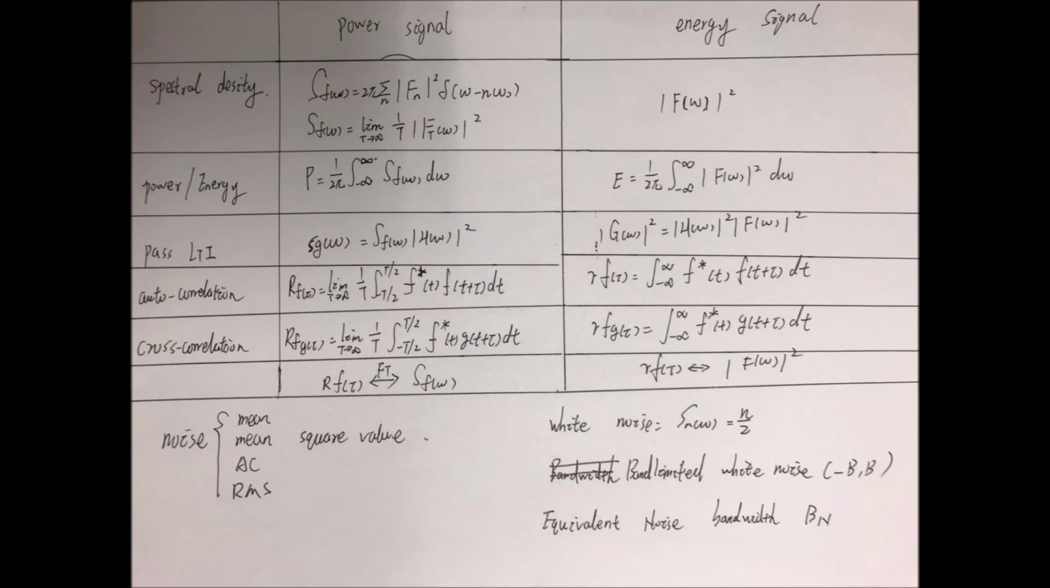In Chapter 4, we talk about two important things: spectral density and correlation. I have a table comparing those two things for different signals. We have power signals and energy signals, and they have different spectral density and different correlation.